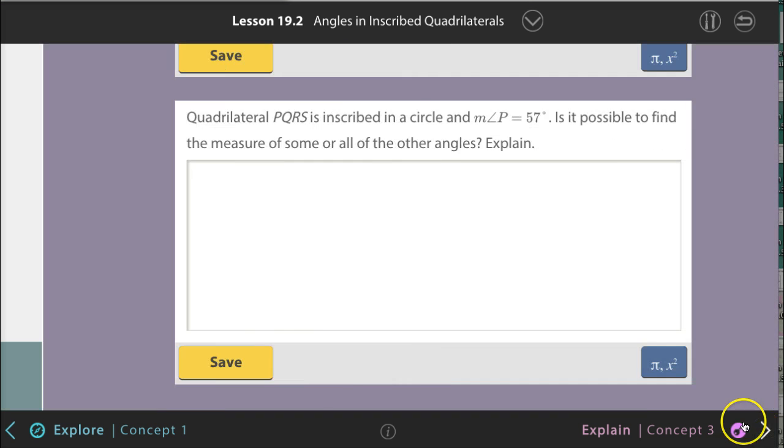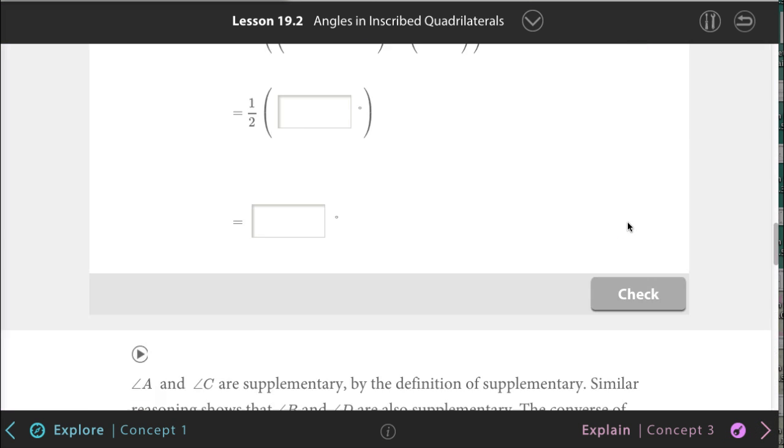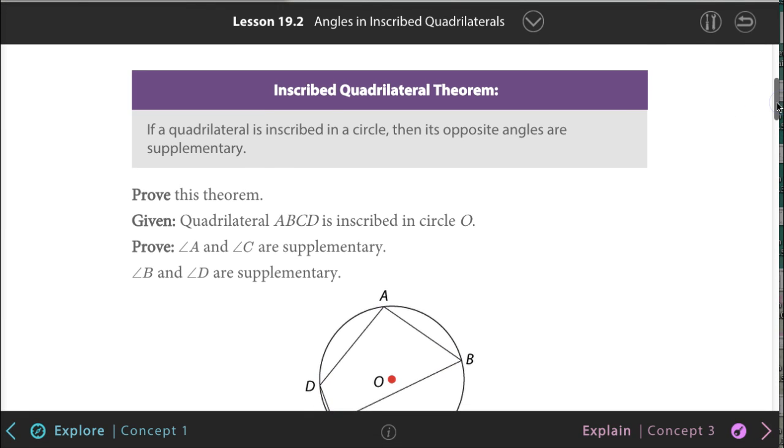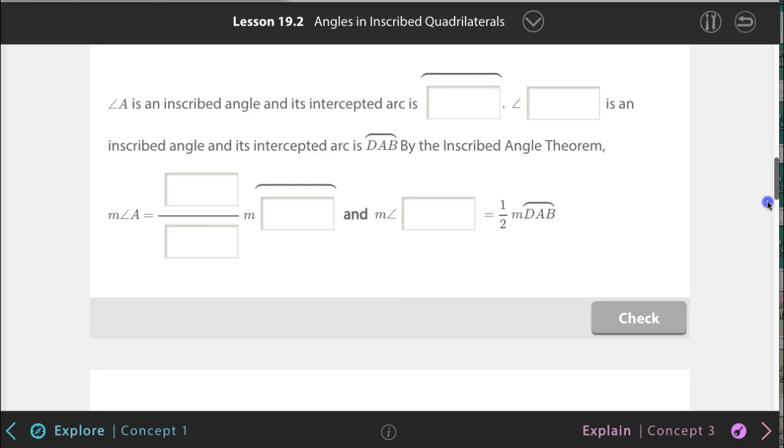And of course, I didn't just make it up. It's called the inscribed quadrilateral theorem, right? So that's pretty much what I just told you. If a quadrilateral is inscribed in a circle, then its opposite angles are supplementary. So angle A, and I can't see the letter here, but those two angles will add up to be 180, and then angle D and angle B, they would add up to be 180 degrees. All right? So that's basically it.